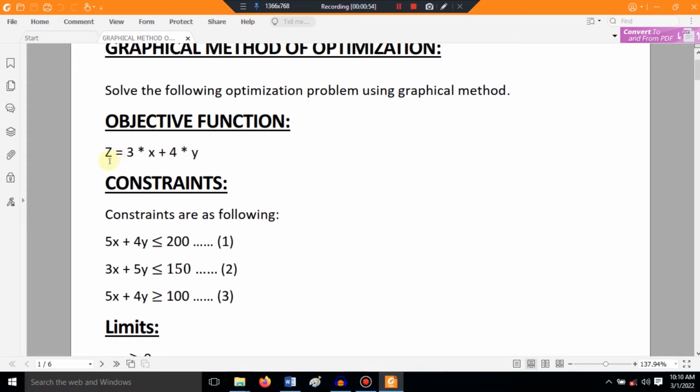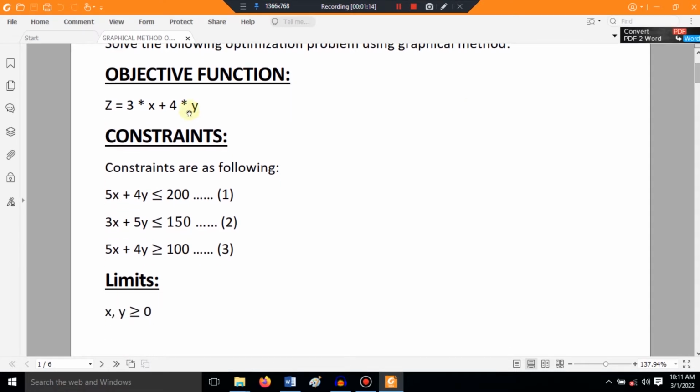This is our objective function of two variables, 3 times x plus 4 times y, which is a linear equation. Now we want to maximize this objective function as well as minimize it. So we will find the optimal point that will give us the maximum value of this objective function, and the one that will give us the minimum value. So here are the constraints. There are three constraints, and notice that all of these constraints are also linear equations.